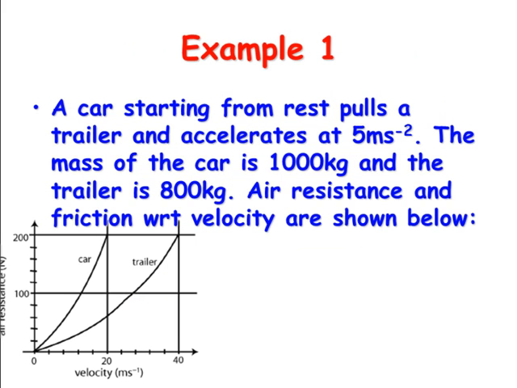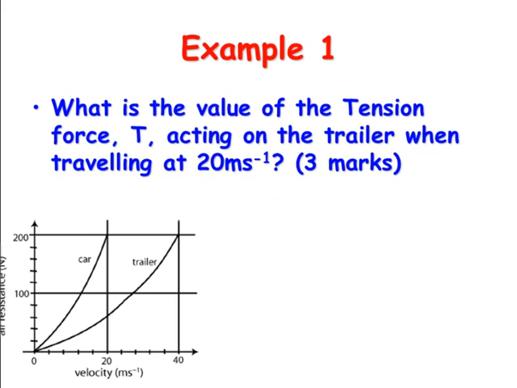In this example, we have a car that starts from rest and accelerates at 5 meters per second squared. The mass of the car is 1,000 kilograms, trailer is 800 kilograms. Now what happens, which is interesting, is we have friction or total resistance that increases as the speed increases. So this is probably one of the more realistic questions that you'll see in Unit 3 Physics.